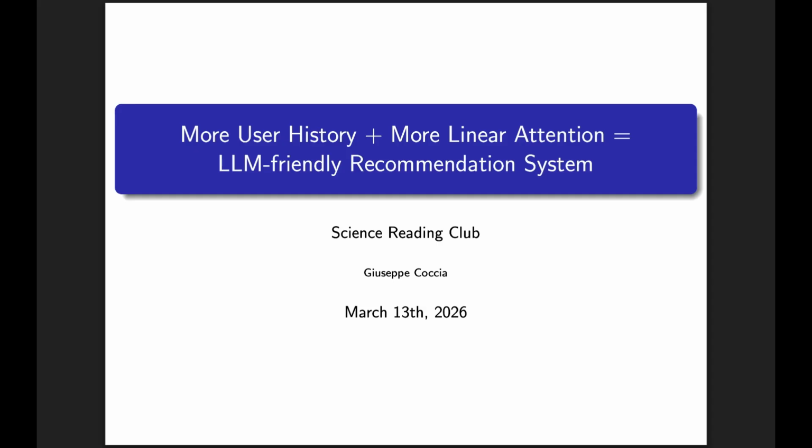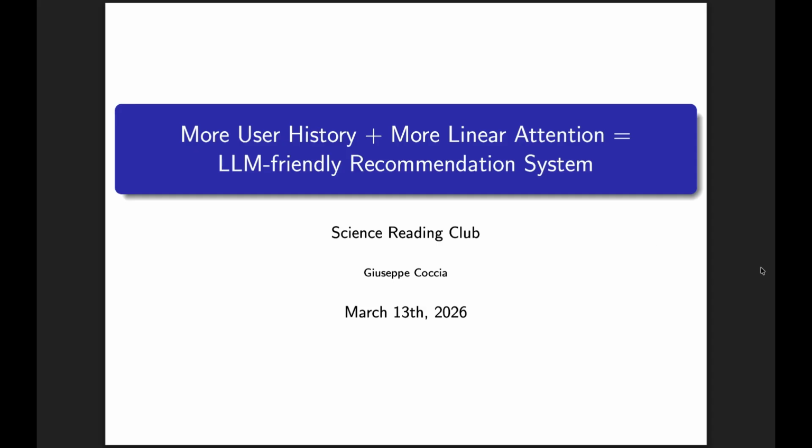The topic that I've chosen for this presentation is about recommendation systems, but specifically how to make them in a way more LLM friendly, and how to tackle one of the biggest challenges that we have nowadays with recommendation systems within certain latency constraint.